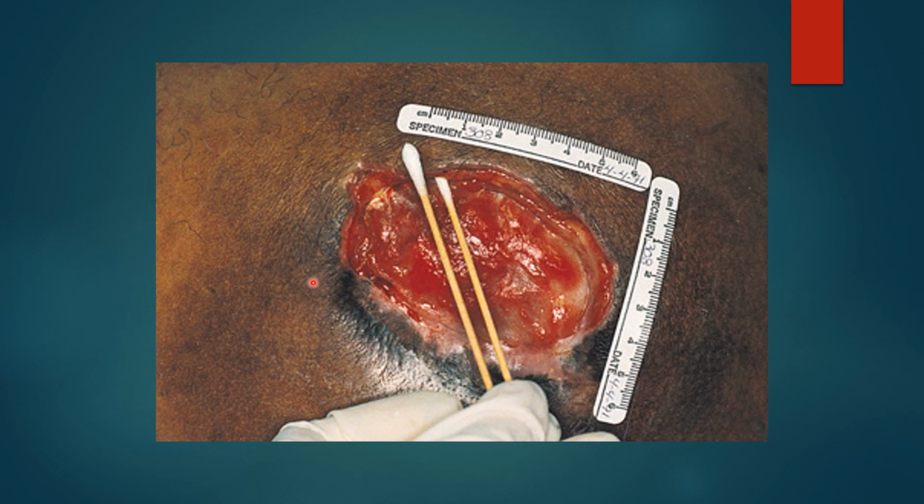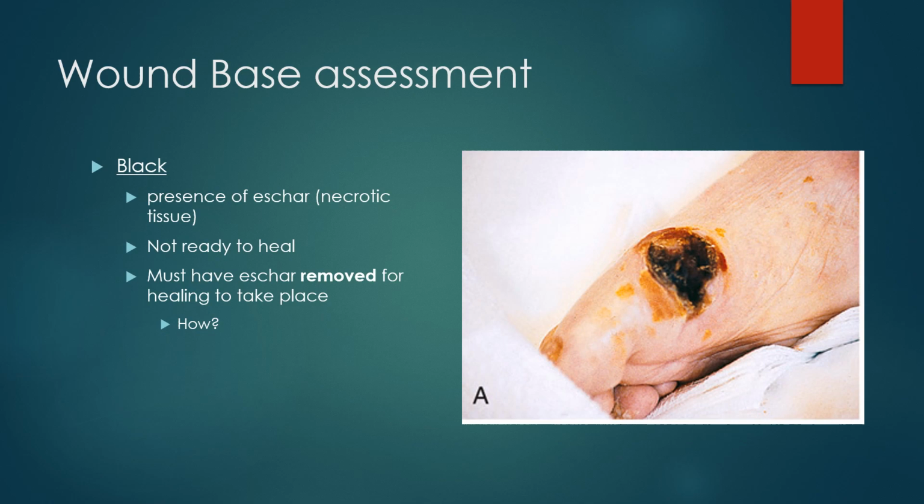This is just a photo showing how to measure any undermining, so any aspects of the wound that go on or protrude underneath the skin. So this one here, we can see there is undermining of approximately 1/2 centimeter, or the tip of that cotton tip applicator. After we have measured the wound, we can move on to assessing the base of the wound.